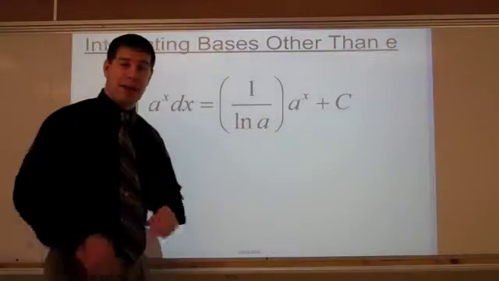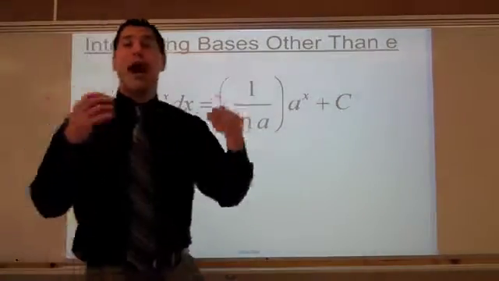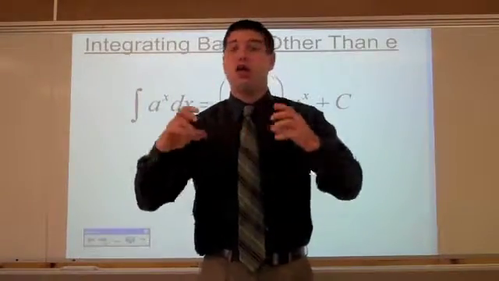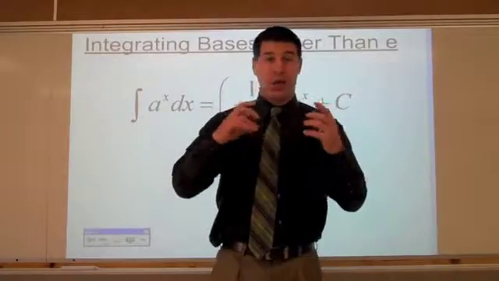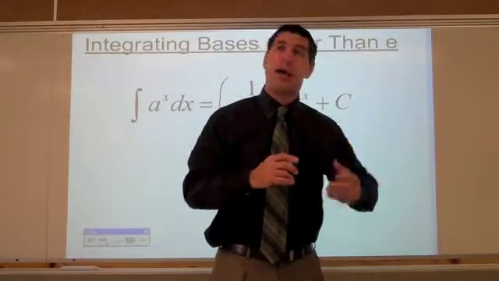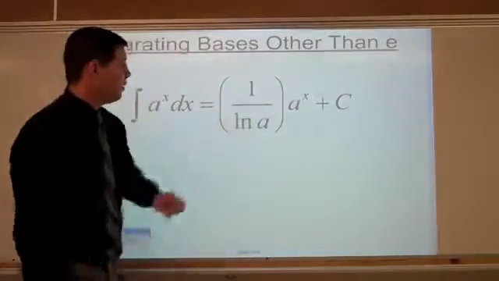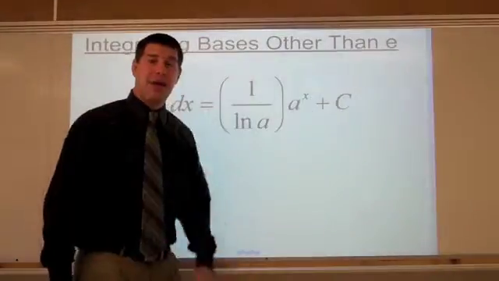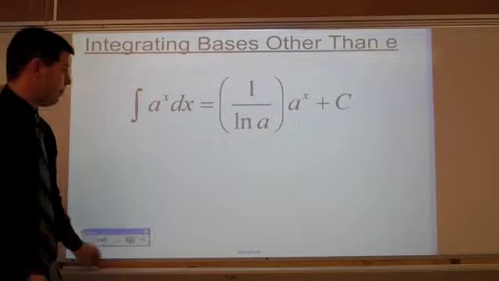Integrating bases other than e. So we have an exponential function, the integral of a to the x dx. Well, when you derive a to the x, it's a to the x times the natural log of a. So when you anti-derive a to the x dx, you're going to still have a to the x, but you're going to divide by the natural log of a. So it's 1 over natural log of a times a to the x, and again you have your constant of integration. All those old rules still apply. It's just a new formula.